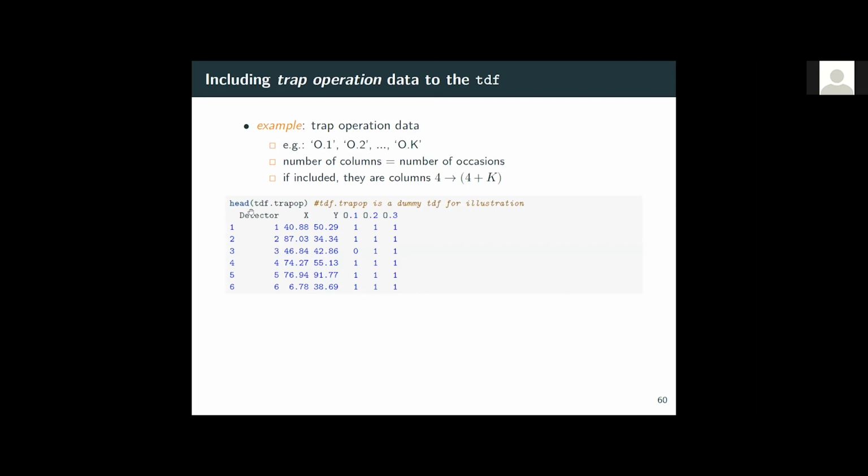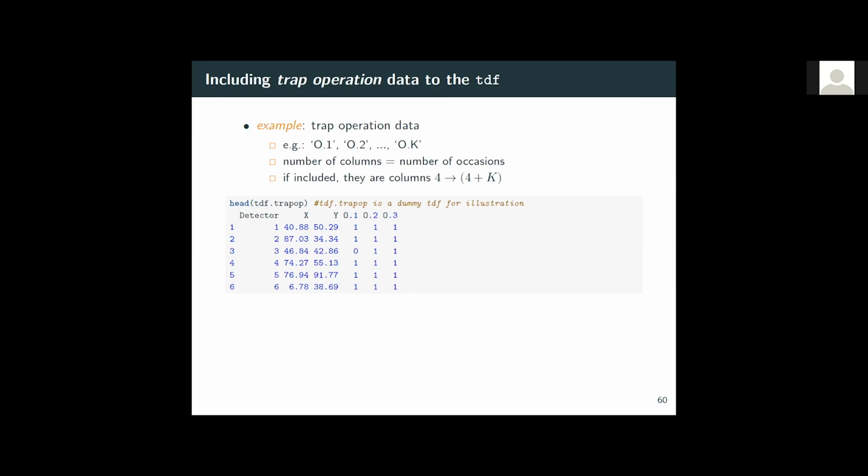So I have a column for every occasion. If it's a 1 in this column, then trap 1 was operational on the first occasion, but trap 3 here was not operational on the first occasion. So of these first 6 traps, only trap 3 wasn't deployed on the first occasion. The reason we provide this information is that the fitting function is just going to identify that and say, well, I'm not going to call this a non-capture. I'm not going to say I didn't capture anybody on this occasion. I'm going to acknowledge the fact that there wasn't a trap here at all, or a detector here at all. So that's how we provide the trap operation matrix.